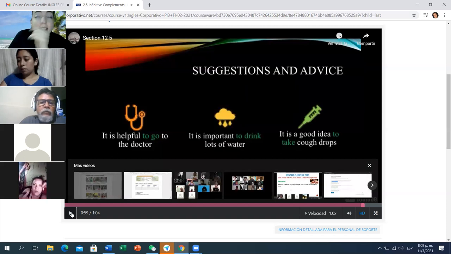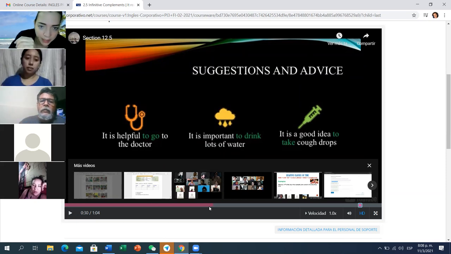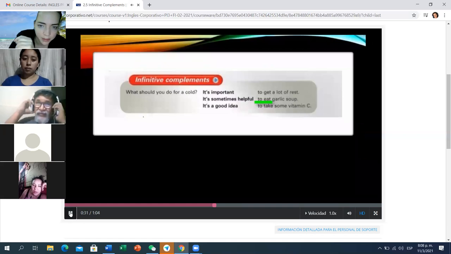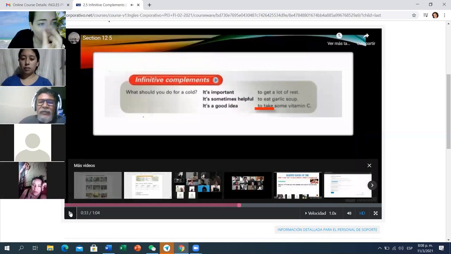Okay, if you pay attention to that, she says, it is the word to, plus the verb we have already here. So it says here, we don't have conjugation. It's a good idea to take some. Pay attention to that. We have the word to, tenemos la word to. First, we're expressing with something. Estamos expresando con un adjetivo. It is important. It is necessary. It is a good idea. Something like it is important, it is necessary, it's a good idea. And there are several words that we can use for that, right? It's interesting too, also.